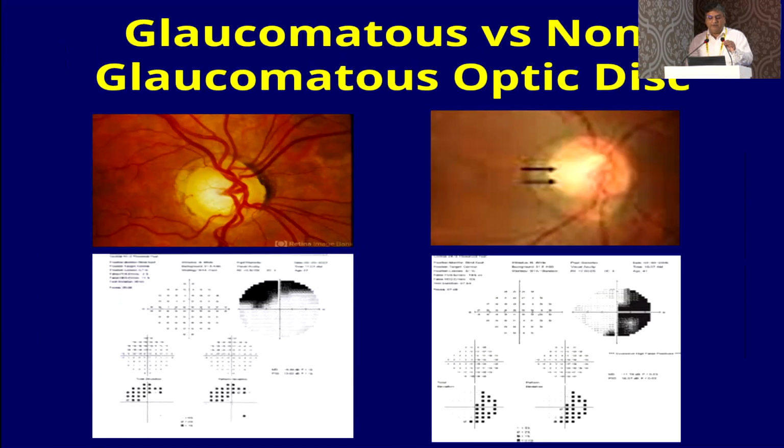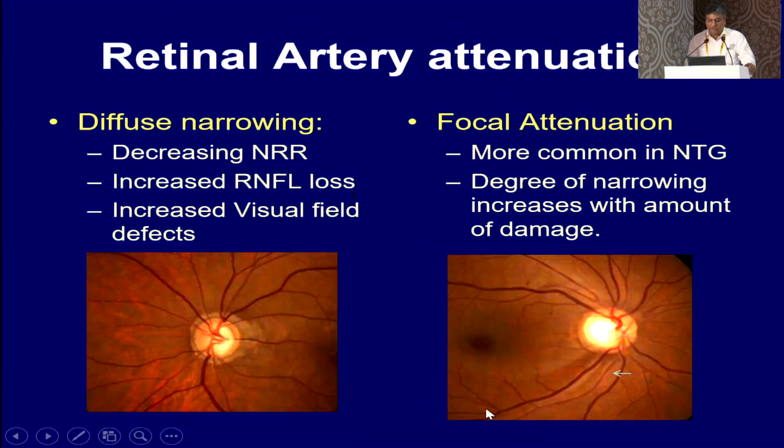Next comes the question of whether this disc is glaucomatous or non-glaucomatous, because it is very easily missed, especially by postgraduate students. The basic difference between a glaucomatous and a non-glaucomatous optic disc is that in glaucomatous there will be more cupping, but in non-glaucomatous there will be more pallor. And when we do the visual field examination, the glaucomatous disc will follow the horizontal meridian, and the neuro-ophthalmic cause will follow the vertical meridian.